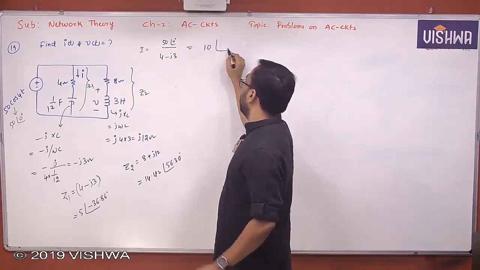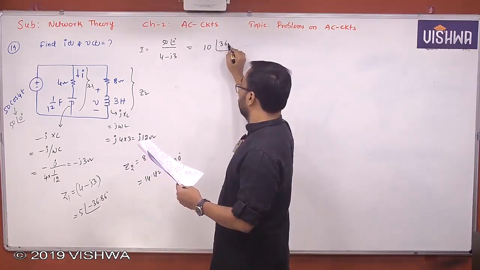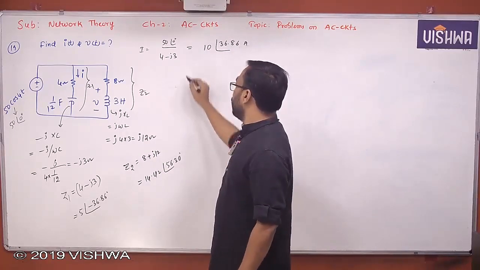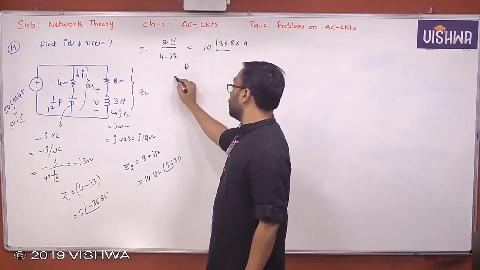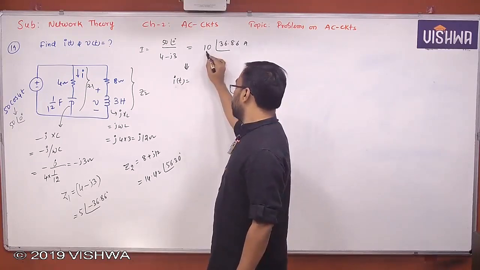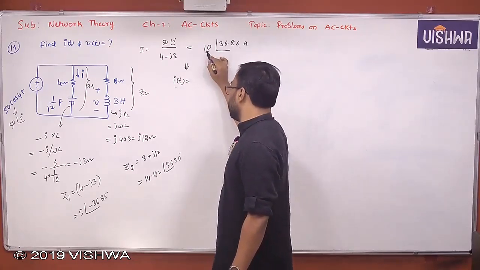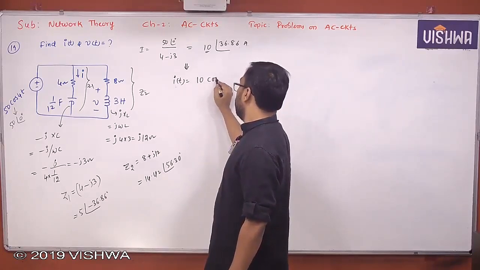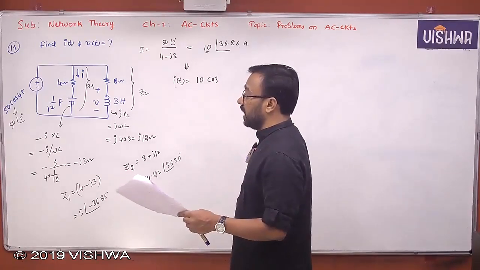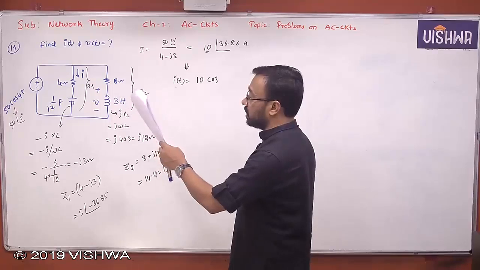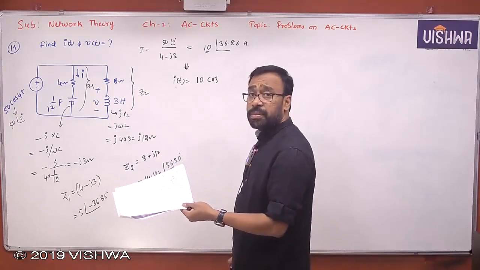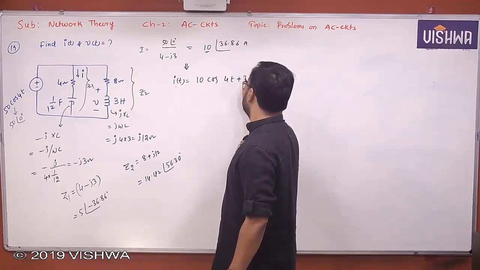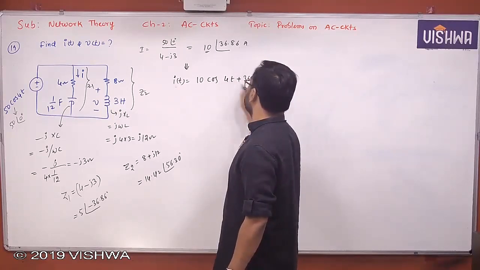10 at an angle of 36.86 amperes. But what do you want? You require i of t. Yes or no? What is i of t? Okay. Now this is maximum or RMS value? Maximum only. i of t requires maximum only. Therefore, I take 10 only. Now you started with the cosine, right? You started your conversion from cosine. Then go back to cosine, same. Okay. So cosine 4t plus 36.86.